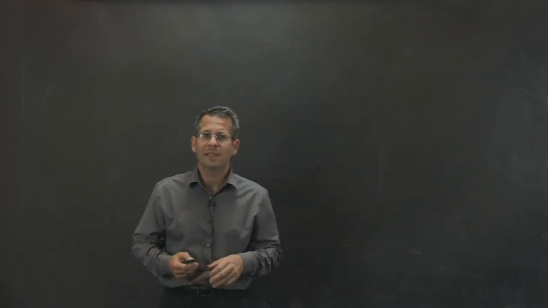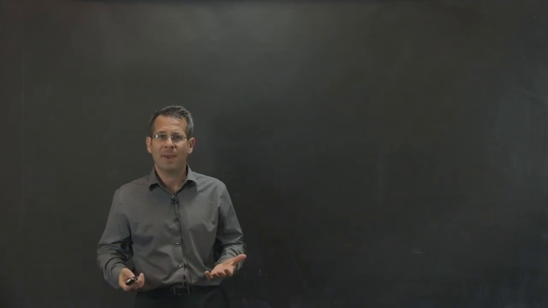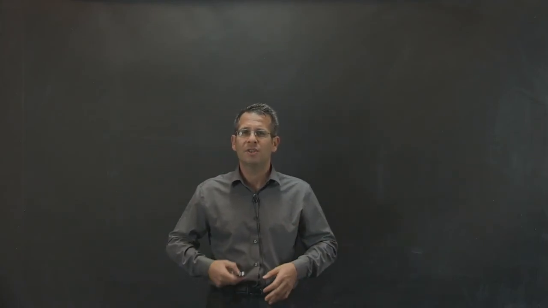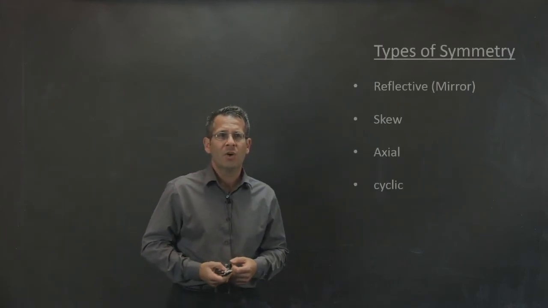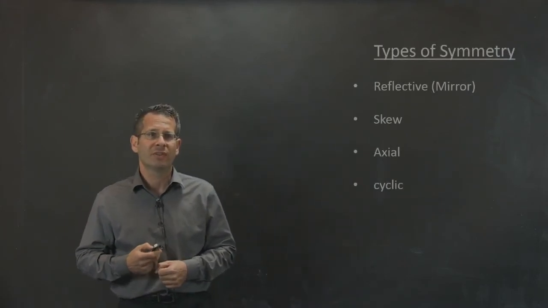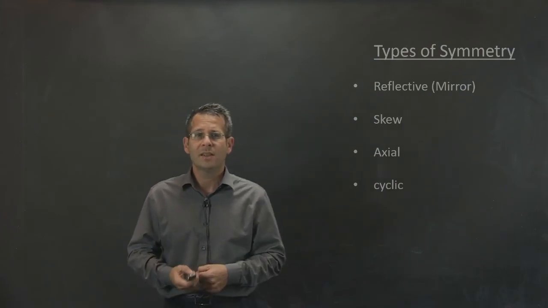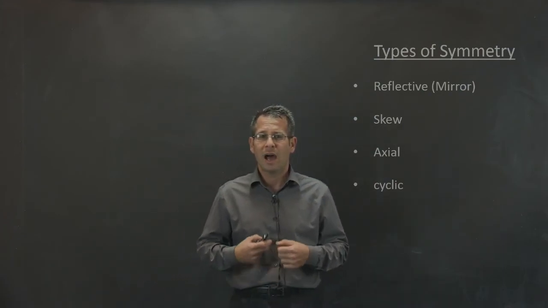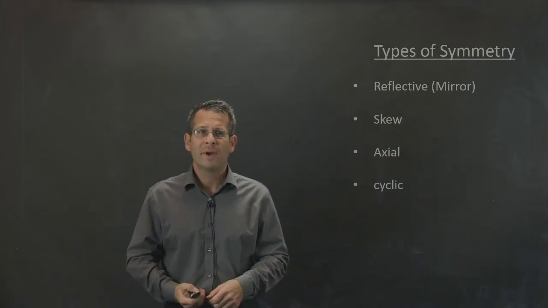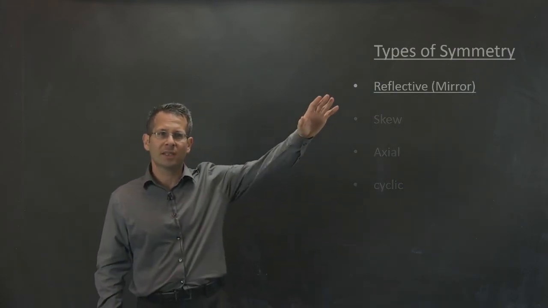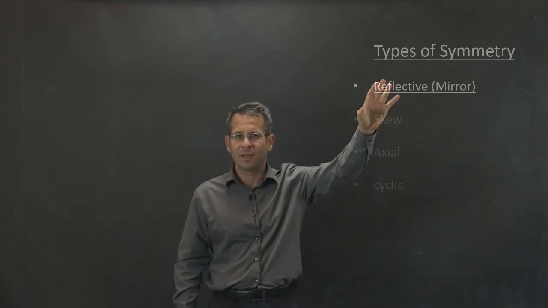So there's a lot of different types of symmetry, and symmetry kind of depends on the properties of the object that you're doing your finite element analysis on. So different types of symmetry include reflective or mirror symmetry. There's skew symmetry. There's also axial symmetry and cyclic symmetry. But in this class, we're just going to focus on the first type, reflective symmetry.